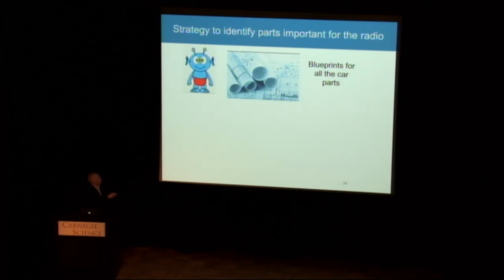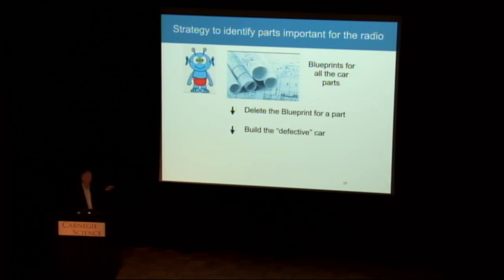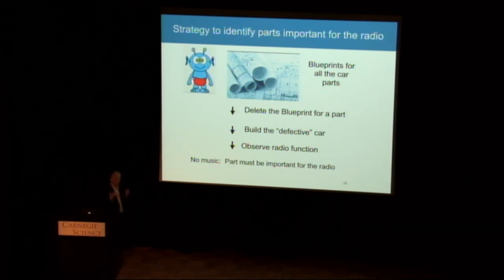Well, what you're given are the blueprints for all the parts of the car. So what you can do is say, okay, I'm going to take the blueprints for 20,000 parts, and I'm going to give the factory 20,000 minus 1 blueprints. So the car will be missing just one and only one part. Then I'm going to tell the factory to build that car, and I'm going to observe the radio function. And if there's no music, that part must be important for the radio, right?